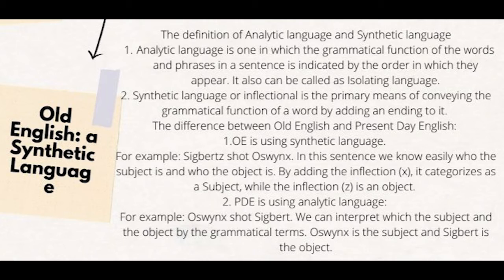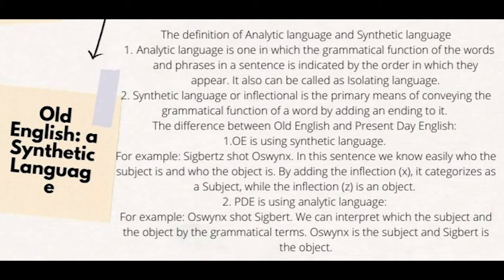Next, I'm going to explain about Old English as a synthetic language. First, I will explain the definition of analytic and synthetic language. An analytic language is one in which the grammatical function of the words and phrases in a sentence is indicated by the order in which they appear. It can also be called an isolating language. The second one is synthetic or inflectional language, in which the primary means of conveying the grammatical function of a word is by adding an ending to it.